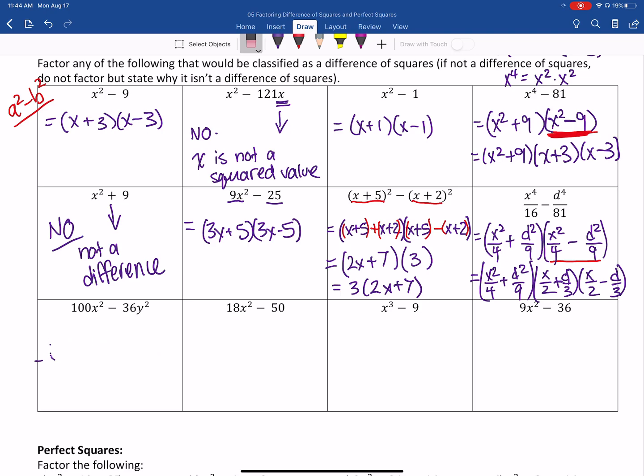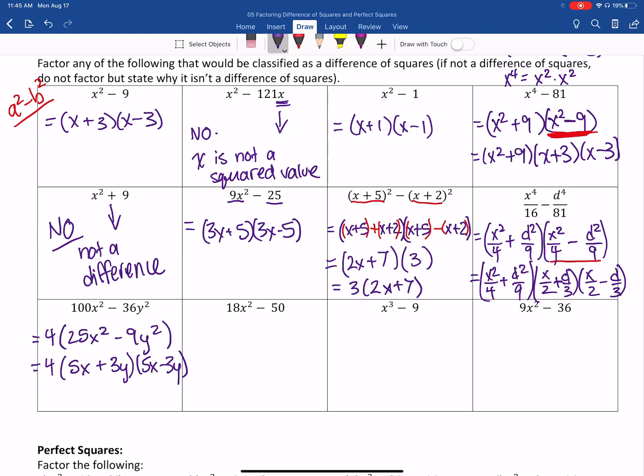That's why erasers were made. We realized that we could have common factored first by dividing everything by 4. There we go. Now we can do our difference of squares. So it's 5x plus 3y, 5x minus 3y. Okay, this is fully factored.